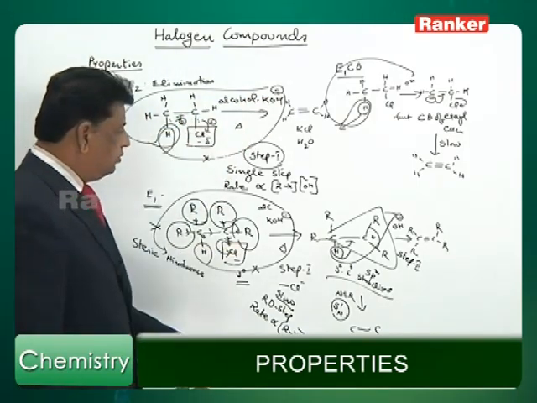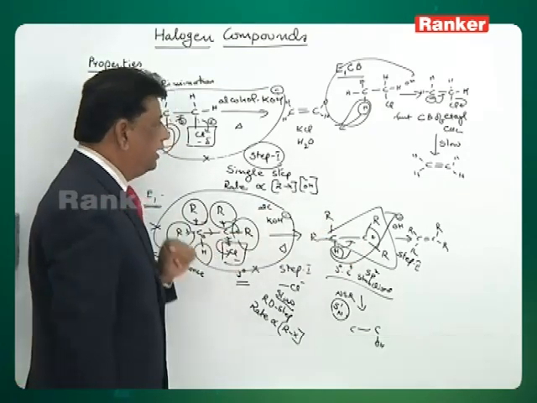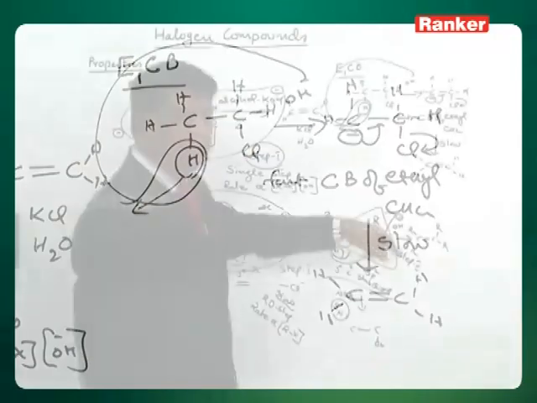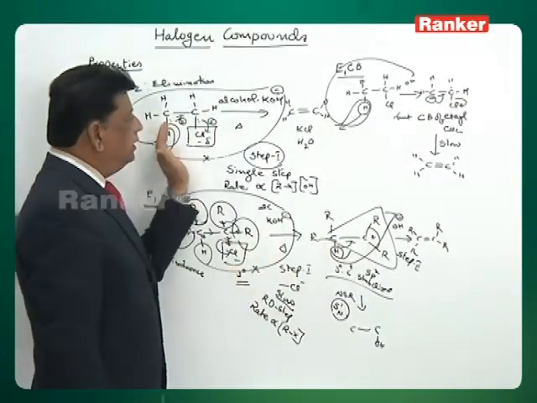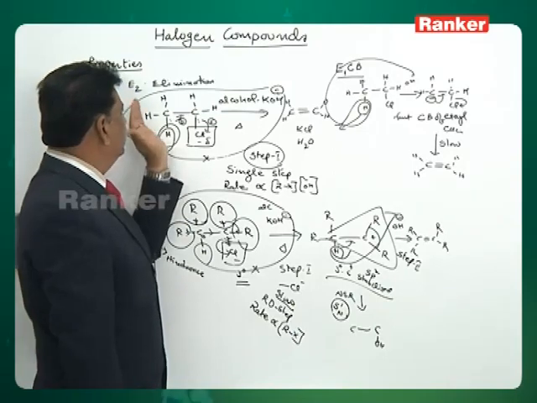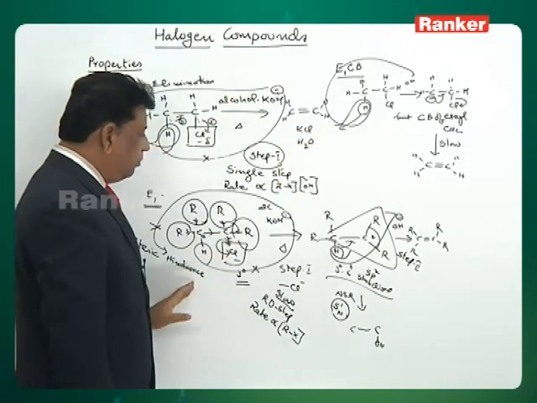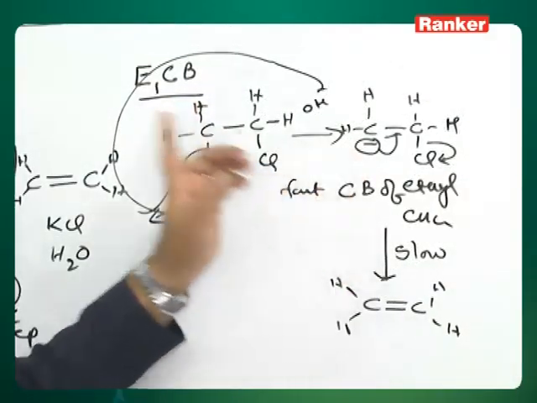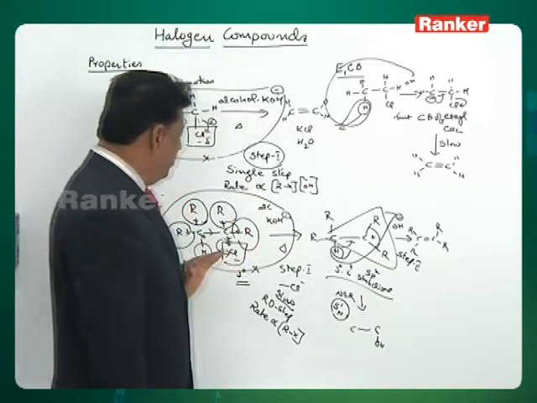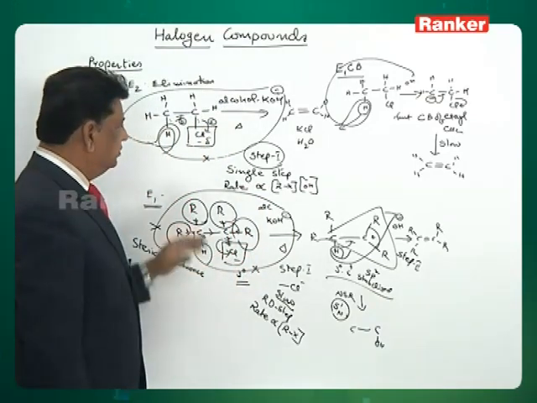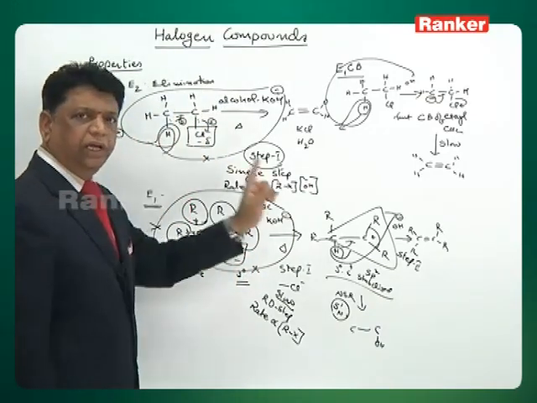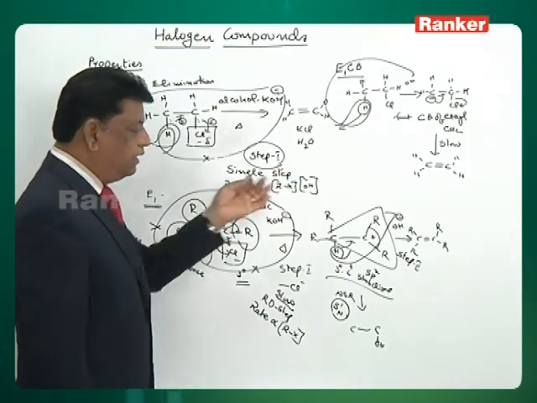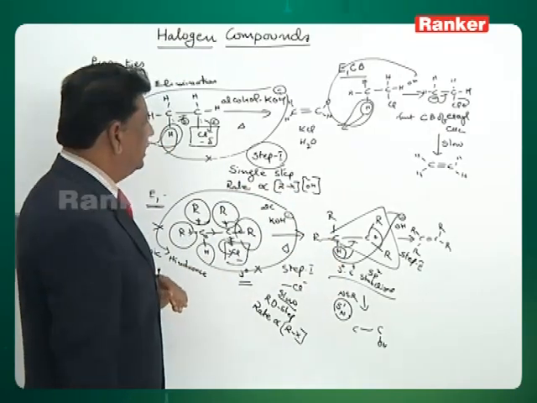First Cl minus goes, a carbocation comes, that is the E1 mechanism. First H plus goes, a carbanion comes, that is the E1Cb mechanism. So no intermediate is involved, that is the E2 mechanism. Carbocation is involved, that is the E1 mechanism. Carbanion is involved, that is E1Cb. Now simple compounds undergo the E2 mechanism. When tertiary alkyl halides are involved, then the E1 mechanism.